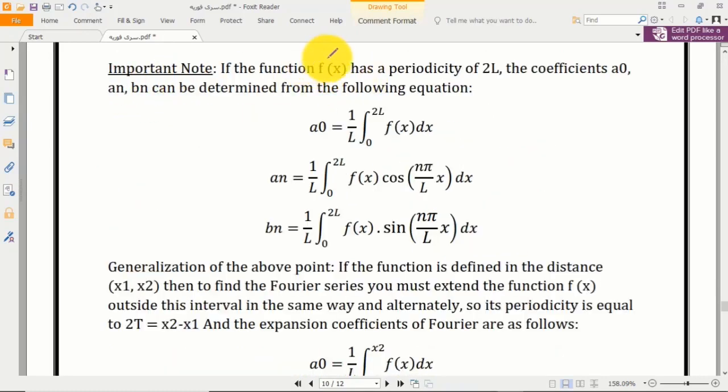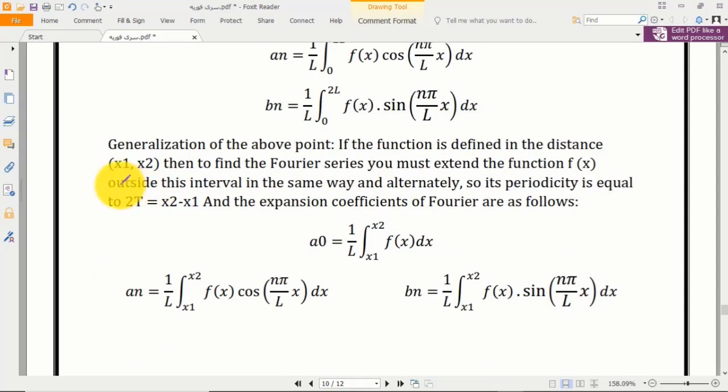There's a considerable point I'm going to tell you. If the periodicity of the function is 2 times L, we will set new formulas to find a sub 0, an, and bn. There's a little difference between them and the last formulas, and it is their bounds, which have been changed to 0 and 2 times L from negative L and L. Another super important point is that if the function is defined in the range from x sub 1 to x sub 2, we can turn the bounds into x sub 1 and x sub 2, and the periodicity of the function would be x sub 2 minus x sub 1.